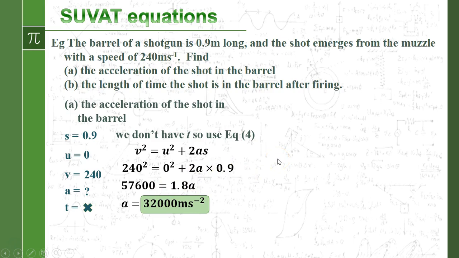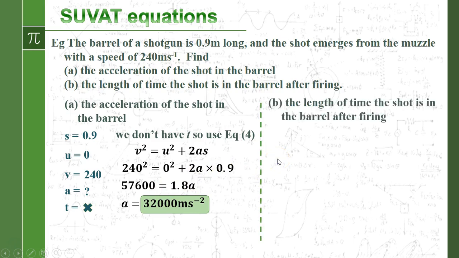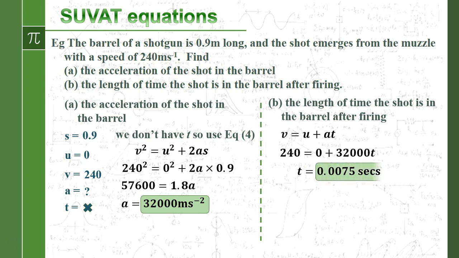Right, on we go. Length of time it's in the barrel. Again, similar thing as before. We've now got all the variables, so we could pick any single equation. So we're going to go for V equals U plus AT. And so, again, plug in the values, and we can see that the bullet is in the barrel for 0.075 of a second.